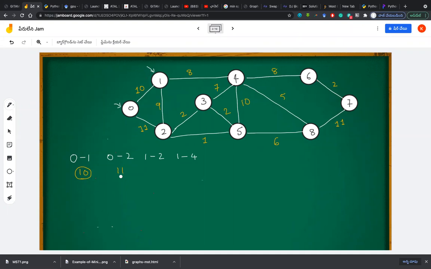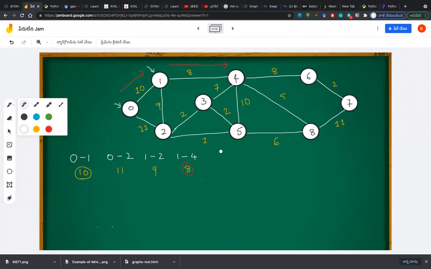Now see what are the things that are left, because 0 to 1 is already selected. Now we write what edges there are. 1 to 2 is 9. 1 to 4 is 8. Among these, which one is minimum? 1 to 4, 8. So we select this one, and we go through this. And now we got 4.